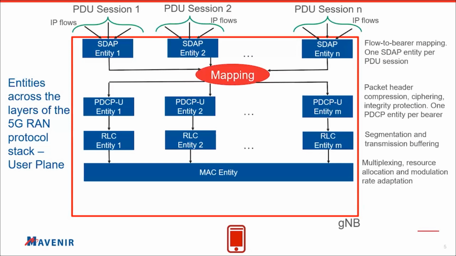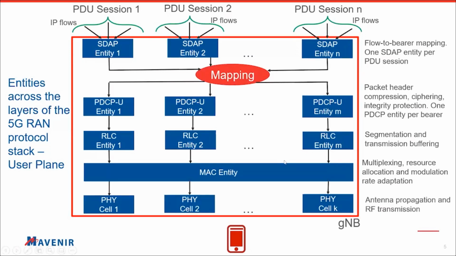And then these are further mapped down to K cells, especially in today's scenario where there is carrier aggregation, where more than one serving cell serves a user. So they get mapped onto K entities, and then these entities transmit to the user. So these are the layers of the RAN protocol stack focusing on the user plane.